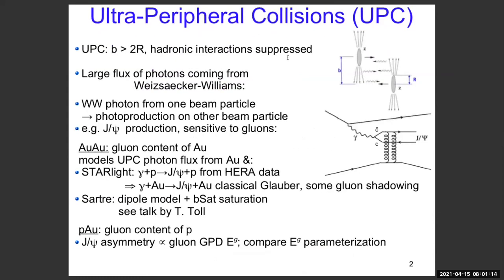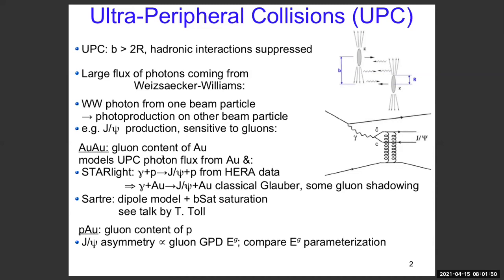Okay, so ultra-peripheral collisions. When the nuclei collide at impact parameter larger than their radii, hadronic interactions are suppressed, and there's a large flux of Weizsäcker-Williams photons coming along with the beam particles. And the photon from one beam particle can undergo photoproduction on the other particle. For example, and shown in this diagram for J/psi production, there is sensitivity to the gluon content of the target particle.